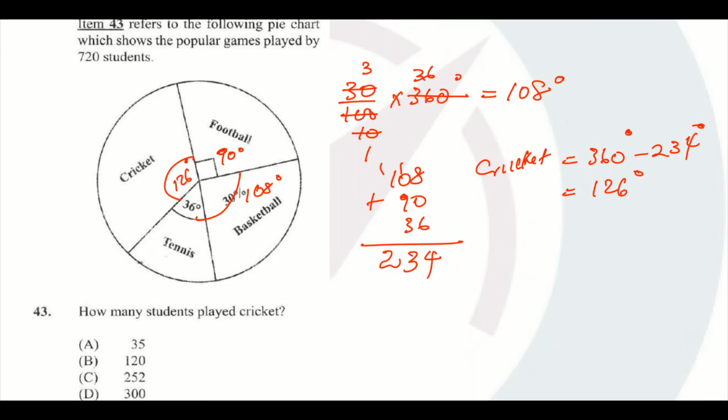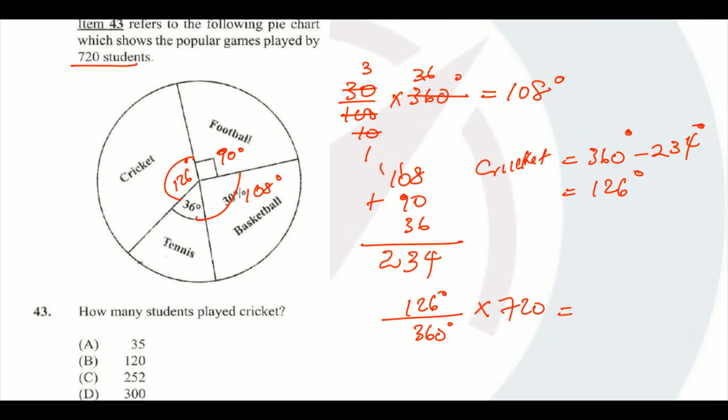And you could do it another way, but I'm just sticking to one method for the interest of time. So to find our cricket, 126 degrees over 360 degrees times, we say 720 students, so times 720.